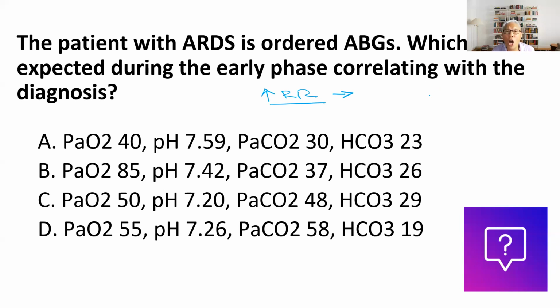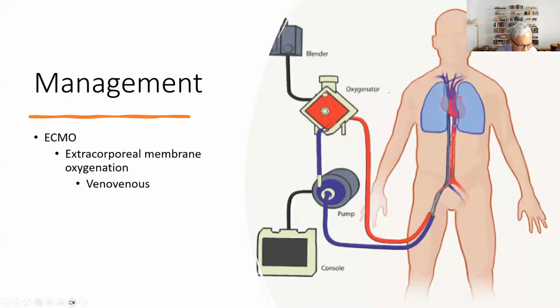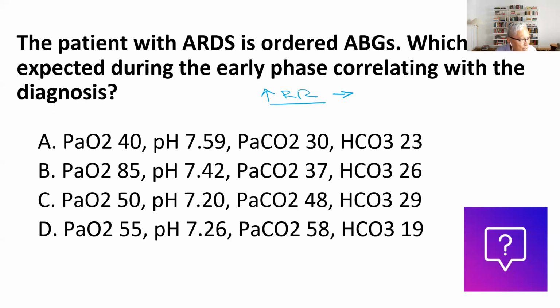So if you just watch me, what happens to your CO2? Anyone? Okay, so you become alkalotic. You decrease your PCO2, okay? So if you decrease your PCO2, this is going to be the result, alkalosis.